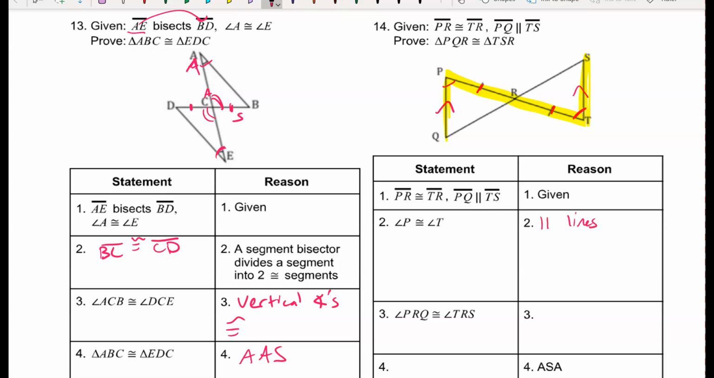So my reason for that is that parallel lines form congruent alternate interior angles. I could use that anytime I have parallel lines in the givens. My next statement is that angle PRQ is congruent to angle TRS, and again, those are just vertical angles. So my reason is that vertical angles are congruent. And your last step should always be exactly what you're trying to prove. So by angle, side, angle, triangle PQR is congruent to triangle TSR.